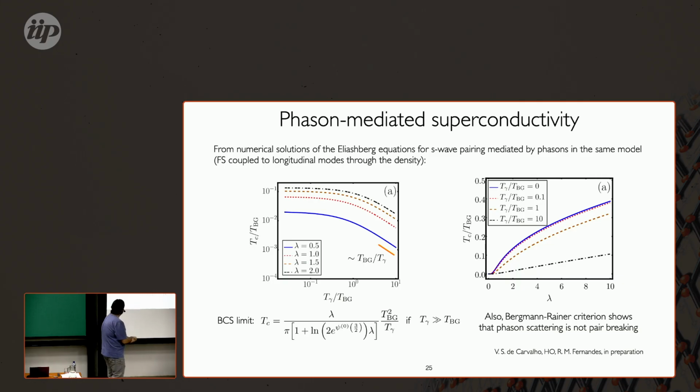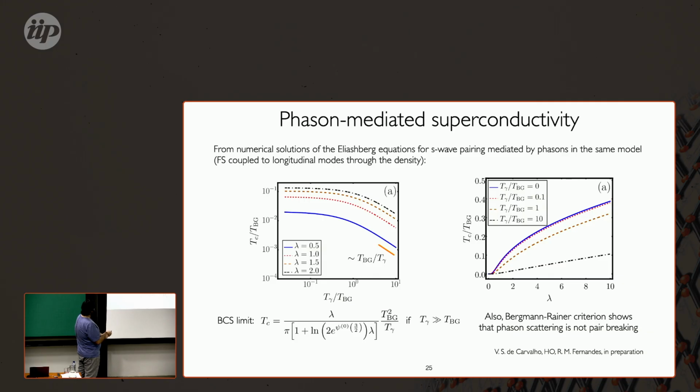So superconductivity. We studied, in this toy model that I discussed, phason-mediated superconductivity, and we solved the Eliashberg equations. And when I say we, it's really Vanildo. Eliashberg equations for this model, assuming just s-wave pairing. And these are the results.